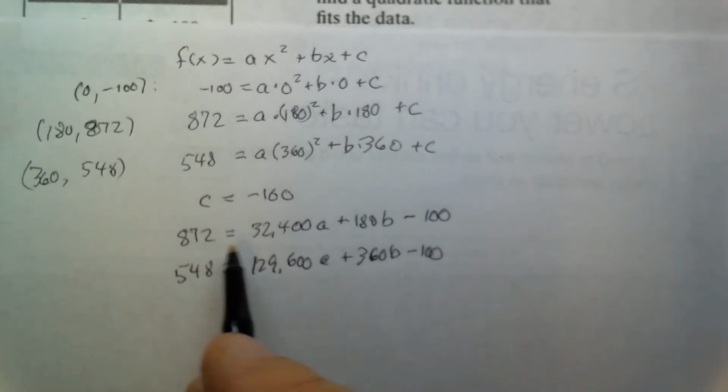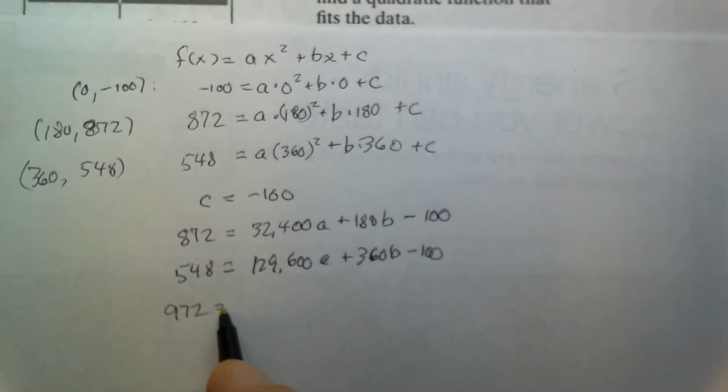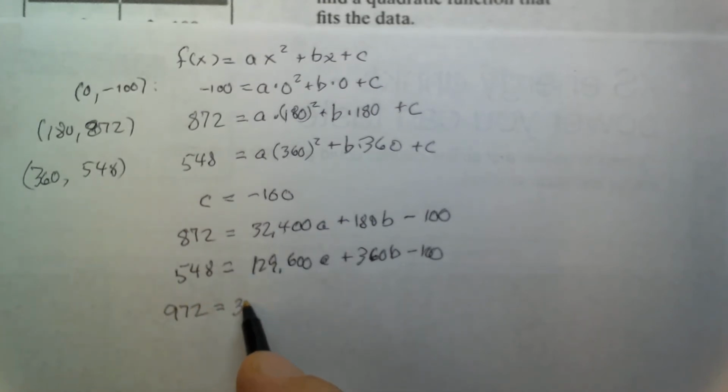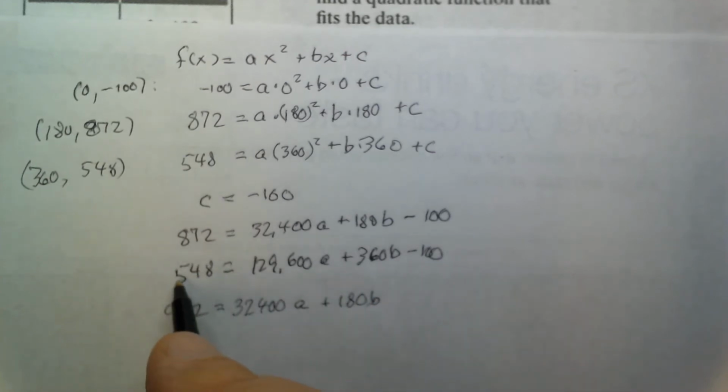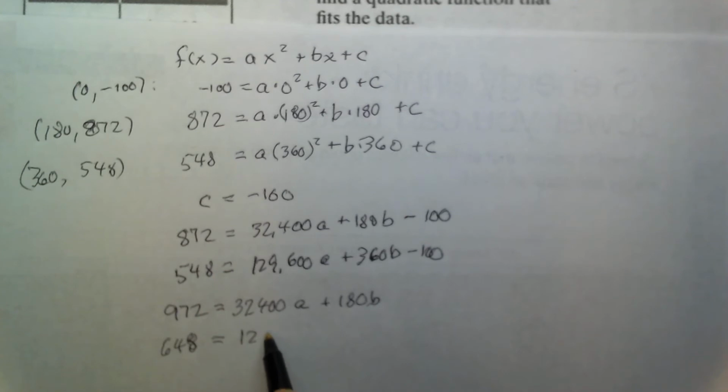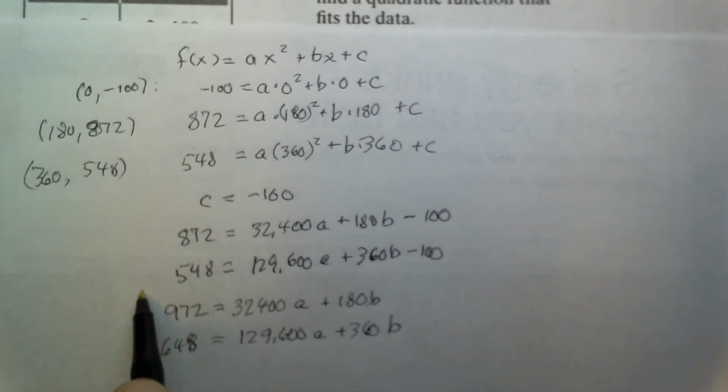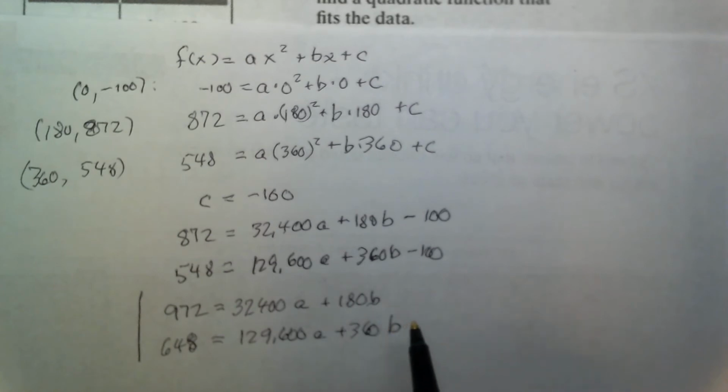And now when we add 100 to both sides, we get 972 equals 32,400 A plus 180 B. And then when we add 100 to both sides in this equation, we get 648 equals 129,600 A plus 360 B. So now we have two equations and two variables, a and b. And we can probably solve this by elimination very easily.